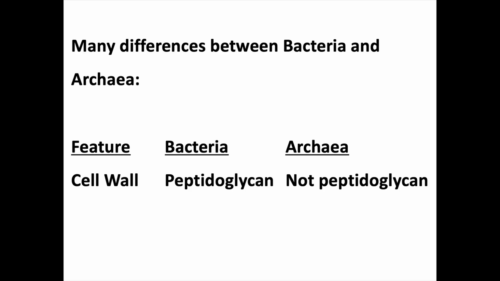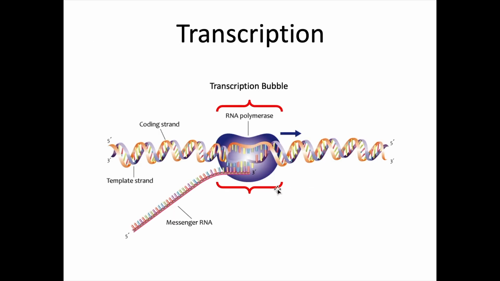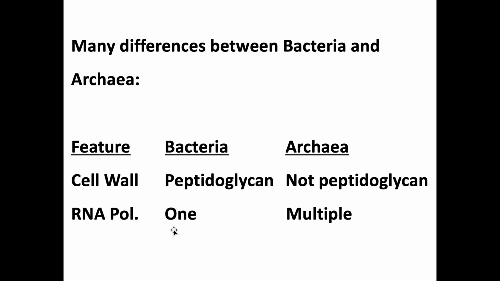The other important feature I want to call out is RNA polymerase. This RNA polymerase, the enzyme that's responsible for transcription, making the transcription bubble and using the DNA template to build RNA. Everything does transcription. Everything has RNA polymerase. All living things have this enzyme. But as it turns out, bacteria only have one version of RNA polymerase, whereas archaea have multiple different versions of RNA polymerase that they use to transcribe different types of genes.